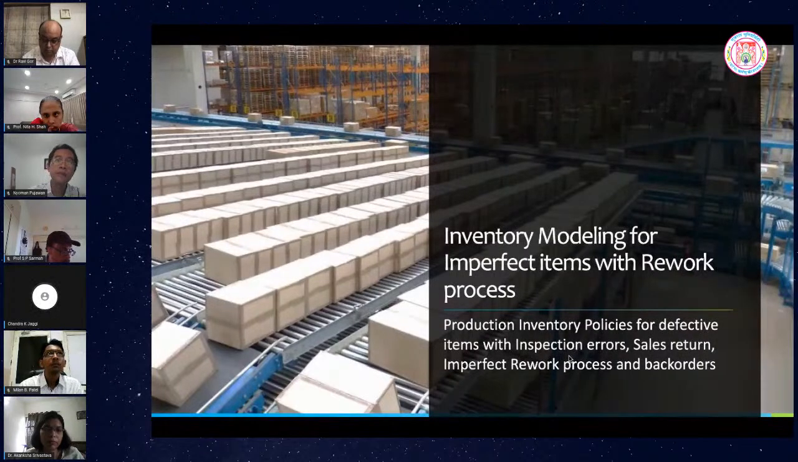Now here we discuss inventory modeling for imperfect items with the rework process. In the previous modeling, we did not incorporate rework. Here, the manufacturer plays a dual role. He may be a supplier or he may be a manufacturer. He is playing a dual role here.